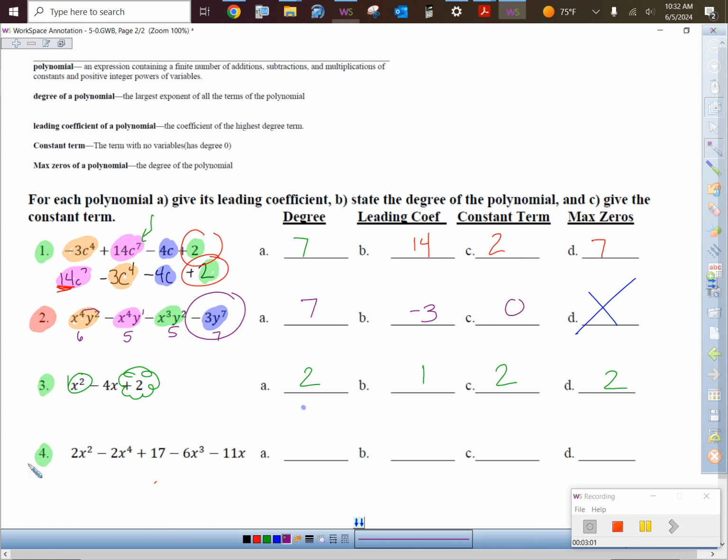Here's a guy only with x's with it. Find the degree. He's the term with the biggest exponent on it. So this guy has a degree of 4, and that leading coefficient is negative 2. The constant term is this dude right here. He is a 17 because he has no x's with him, and the max number of zeros is 4, baby. Why is it 4? Because whatever your degree is.